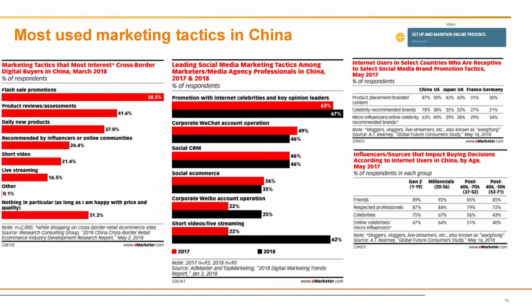And if you look at the second chart, where they talk about the social media strategies used by marketing agencies, the top one is actually KOL, key opinion leaders, which I will go into in more detail later, and internet celebrities. The second one is the corporate WeChat account.